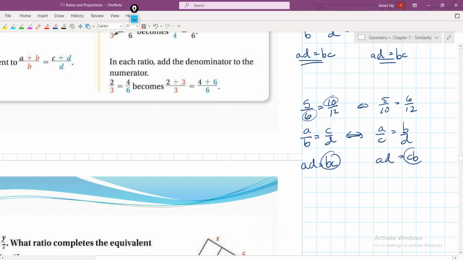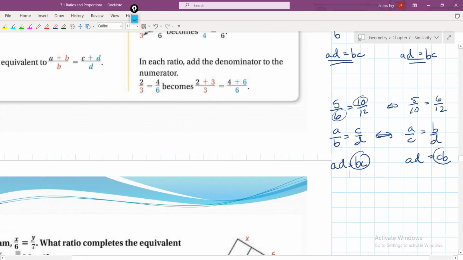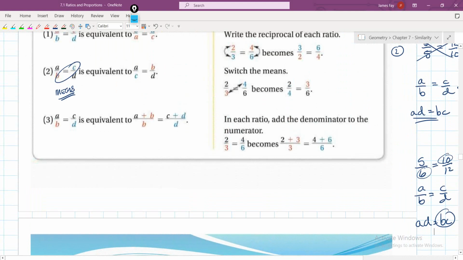So the argument there is that it is perfectly okay to interchange the means. Now, some people say, well, if I can interchange the means, why can't I interchange the extremes? You can. And here's the argument of why they don't put this in a textbook.